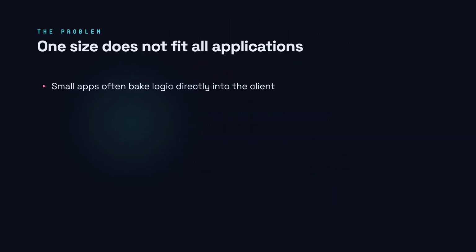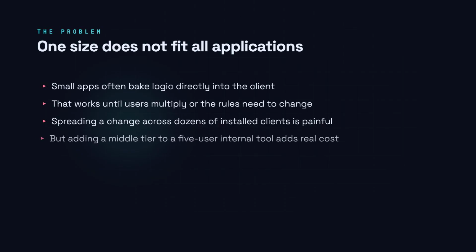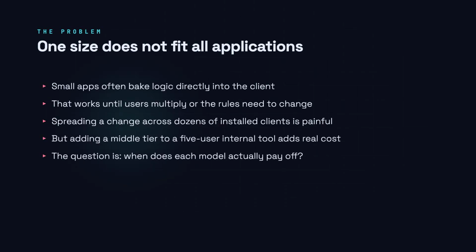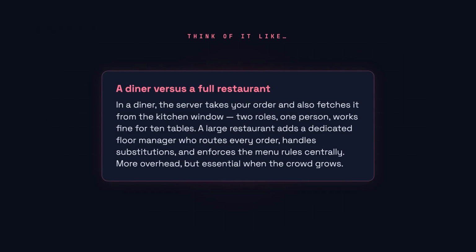Here is the pressure every architect feels. A small internal tool can get away with the client talking directly to the database. But the moment you have hundreds of web users, or the moment a business rule changes, that shortcut becomes a liability. The goal is to pick the tier count that matches the real demands of your situation, not the one that sounds more sophisticated.